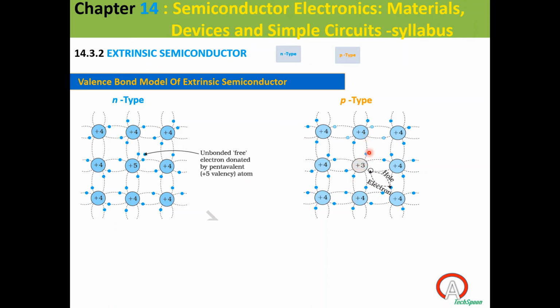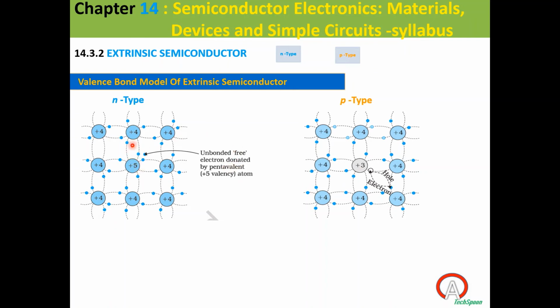This impurity has 3 electrons. The first electron will make a covalent bond with this, the second one will make a covalent bond with this, and the third one will make a covalent bond with this. But in the case of the fourth, there is a deficiency of electron. There is no electron available with this impurity to make a covalent bond with this atom. So there is an absence of electron. What do we call the absence of an electron? We call it a hole.